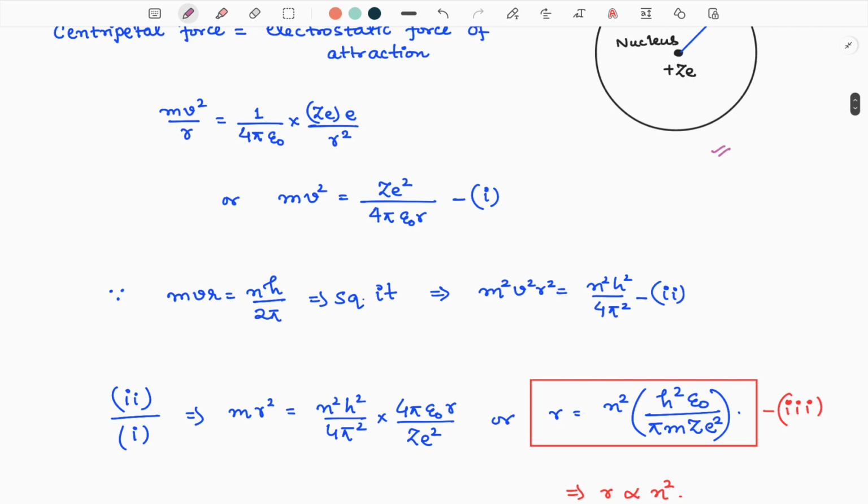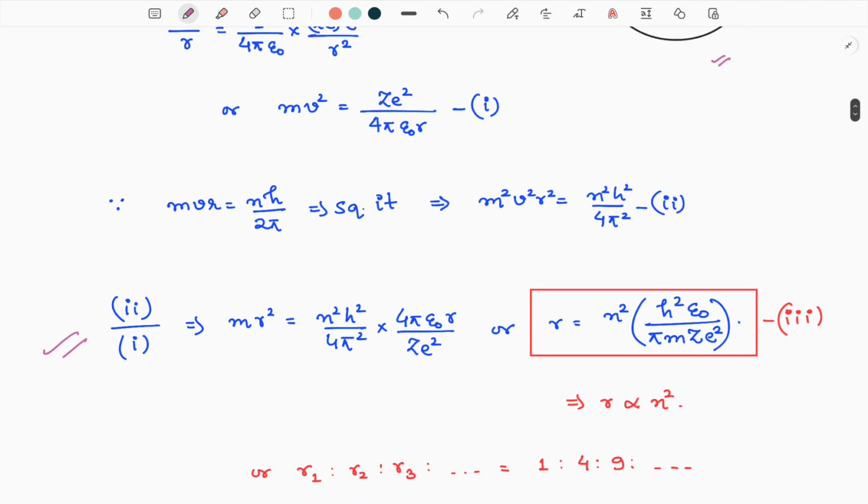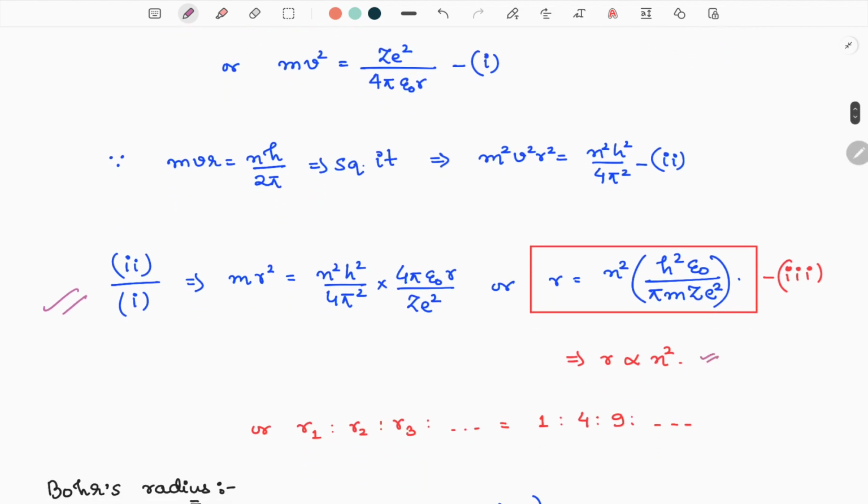Now if we divide equation 2 by equation 1, you will get m r square is equal to n square h square upon 4 pi square into 4 pi epsilon naught r upon z e square, or you will get finally r is equal to n square h square epsilon naught upon pi m z e square. So here h, epsilon naught, pi, m, z and e are basically constants, so we can say r is directly proportional to n square.